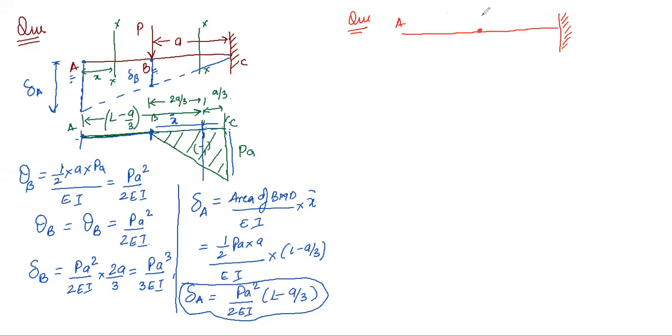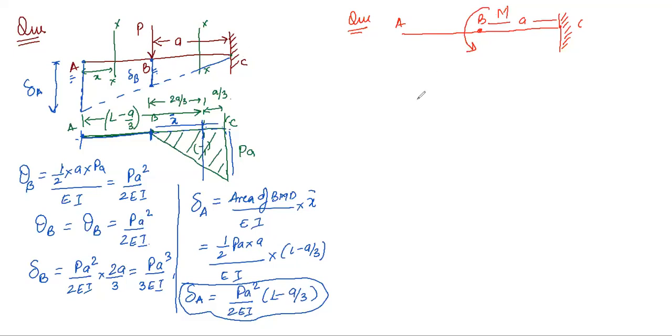Beam ABC, a cantilever beam. A point moment at B is defined as M, right? This is distance A. So if such type of question comes, let's see this condition.